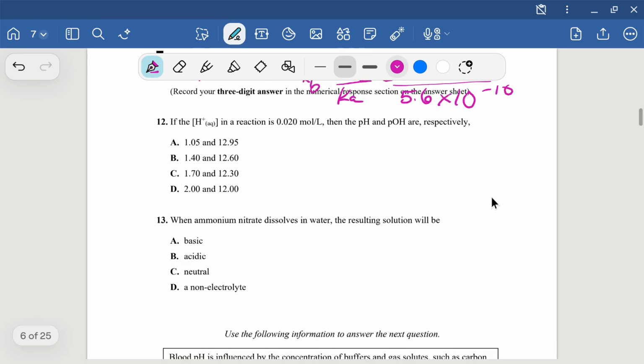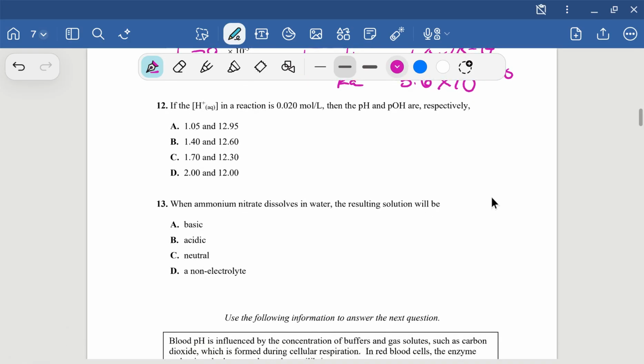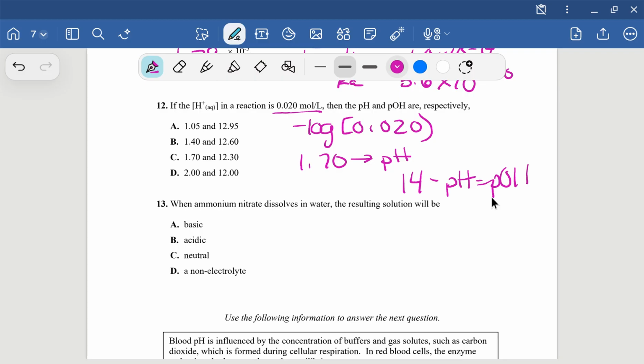Number 12 is just showing that we still know Chem 20, and that is figuring out the pH based on this concentration. So we know that we just have to take the negative log of that value to get the pH. When you do that, you will get 1.70. And then once you have the pH, if you take it away from 14, you would have the pOH. So the one that lines up here is C.